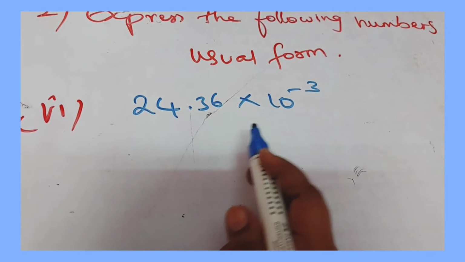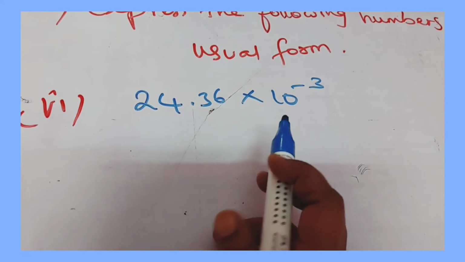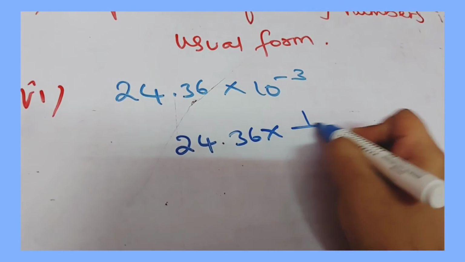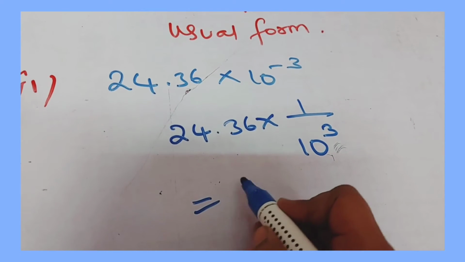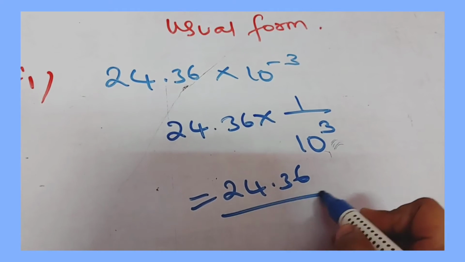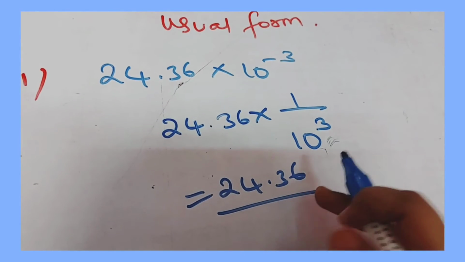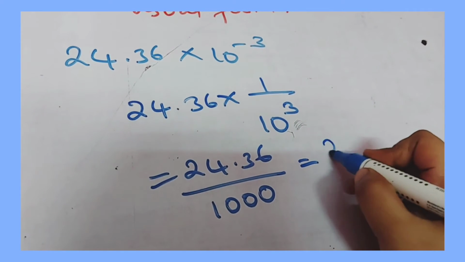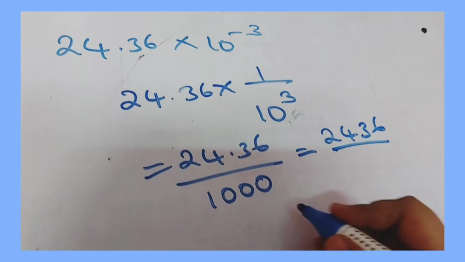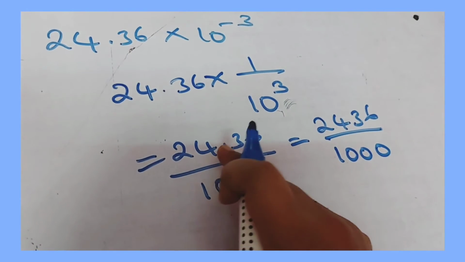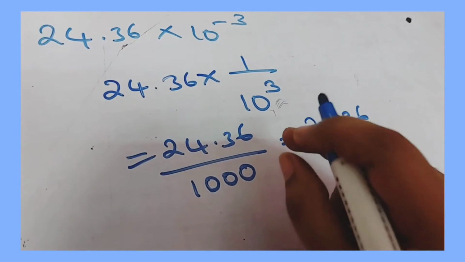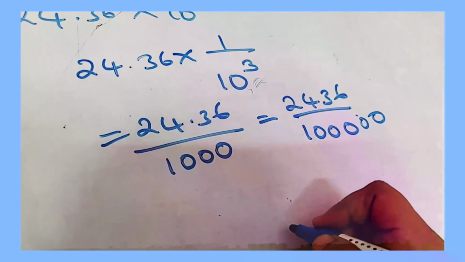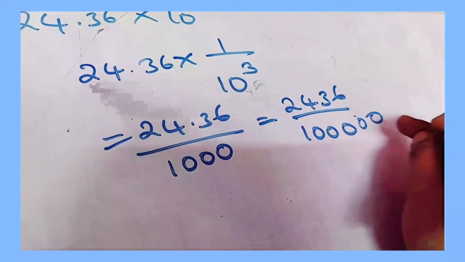Sixth one is 24.36 into 10 to the power of minus 3. So again what you have to do here, 24.36 into 1 by 10 to the power of 3 you have to take. Then 24.36 into 1 is this only. Then you have to take 10 cubed. Then what you have to do here, point is given, 2436. Then you have to take 1 2 3. So after point how many numbers are there? 2 numbers are there. So you take 2 zeros here.